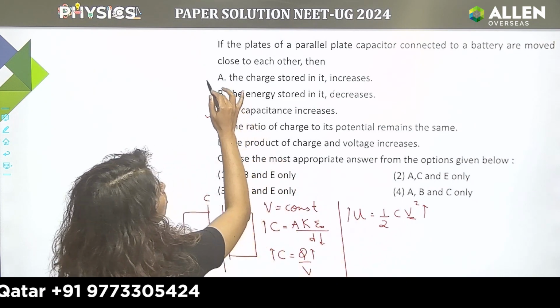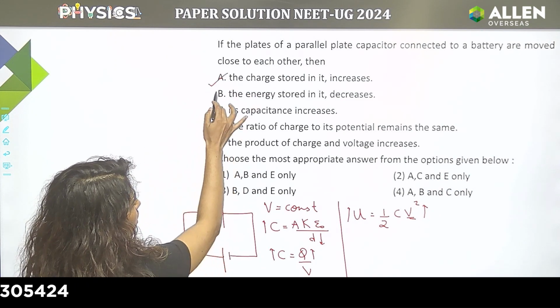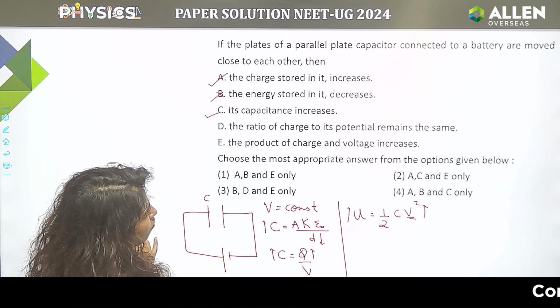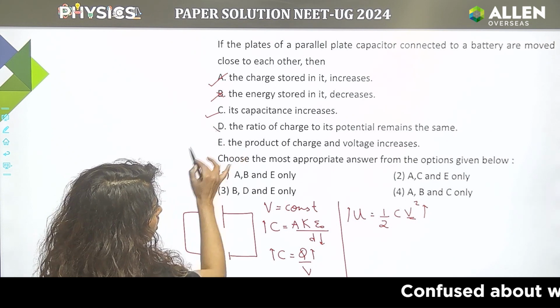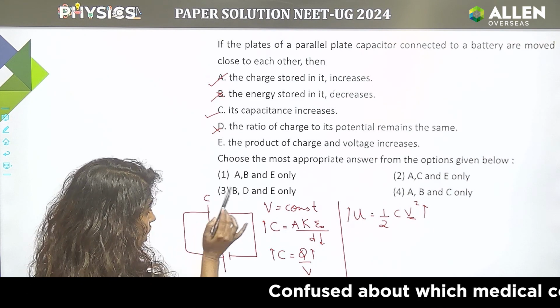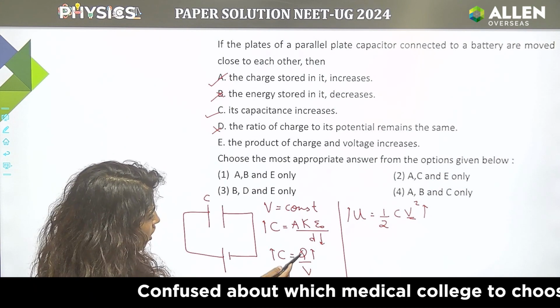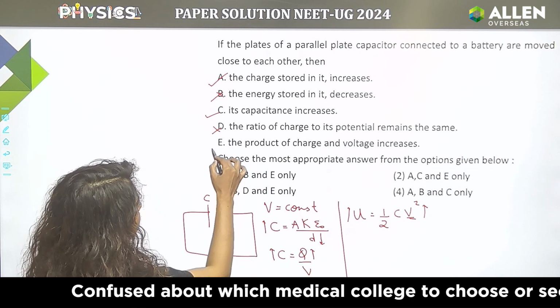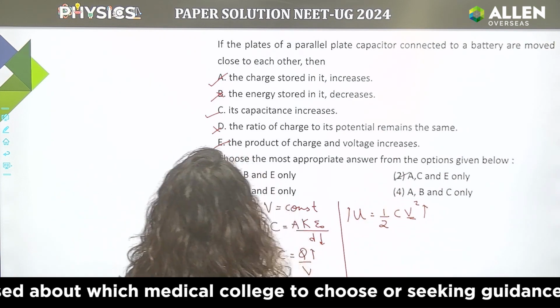So charge stored in it increases, yes. Energy stored in it decreases, no. The ratio of charge to its potential remains constant, no. The product of charge and potential increases. So charge and potential increases, yes. So A, C, E are correct.